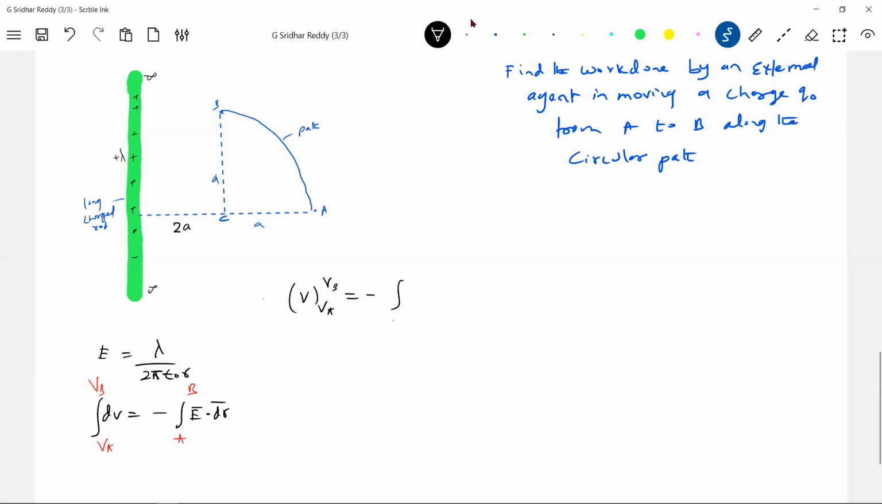Integral of A. What is the coordinate of A? 3A, and this is 2A. Lambda by 2 pi epsilon naught. What is the angle between E bar and dr bar? I think I should write one more step here. E bar dot dr bar. So how E bar will be in this direction? What about dr? So what is the dr? How are you taking dr?